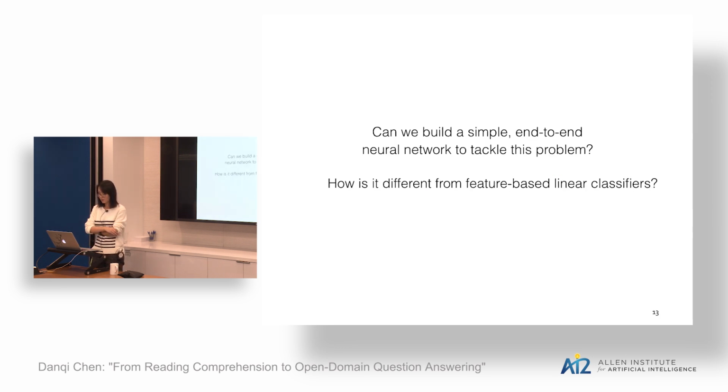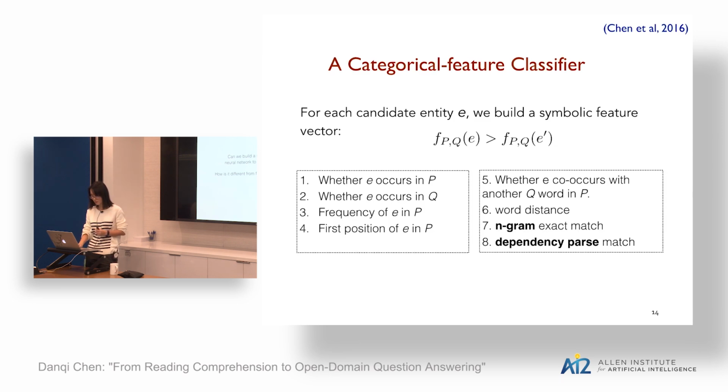So the first question we were trying to solve at that time is, can we build a simple end-to-end neural network model to tackle this problem? And how is this different from feature-based linear classifiers? We first tried to build a simple linear classifier. For each candidate entity E, we build a conventional symbolic feature vector. We call it f_{P,Q}(E). And then we use a set of features, which includes the dependency parse and bag-of-words and word distance. This model is super simple, and the goal of training this model is to score the correct entity over all the other candidate entities.